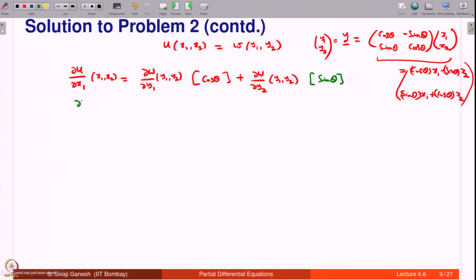So, similarly dou u by dou x2, I do not write arguments, but let me now get minus sin theta plus dou w by dou y2 into dou y2 by dou x2, which is cos theta.